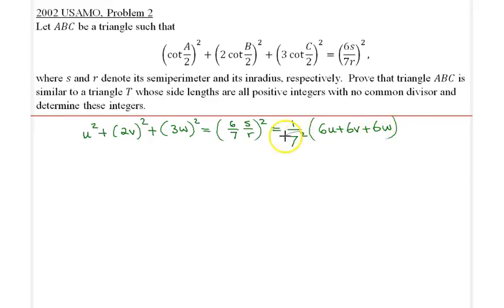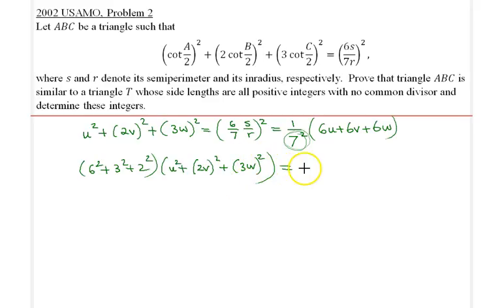Now what I would like to do is cross multiplication here, realizing that 7 squared is nothing but 6 squared plus 3 squared plus 2 squared, and we still have this thing here, so U squared plus 2V squared plus 3W squared here, and the right hand side is simply this square here, so that's our right hand side, so 6U plus 6V plus 6W here squared.